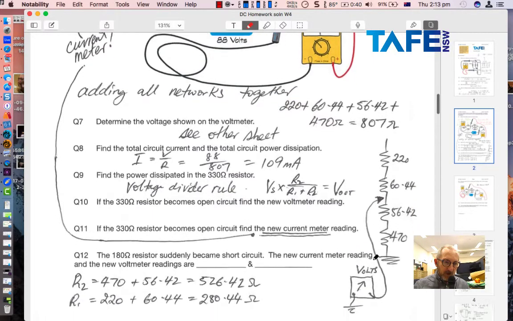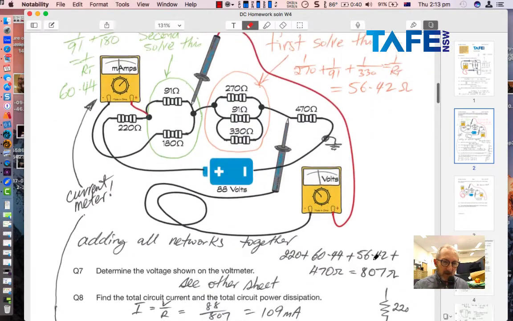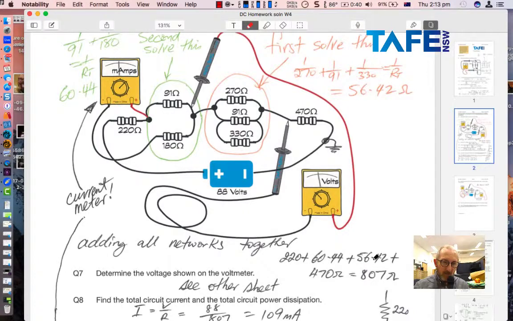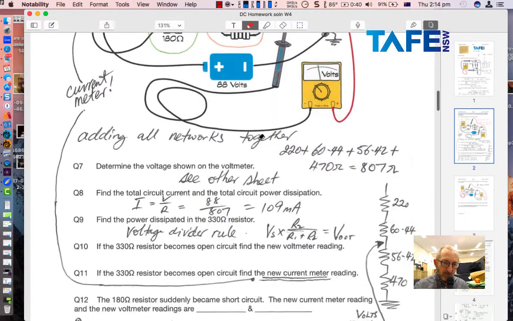Determine the voltage shown on the meter. Well, look, that's a bit more complicated a question, because we can't answer that before we work out the current flowing in the circuit. And that voltage is across just this network here. So it's across the 56.42 ohm resistor.